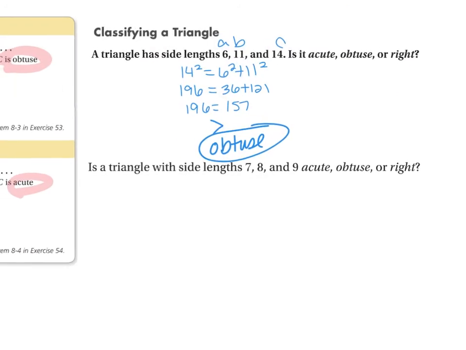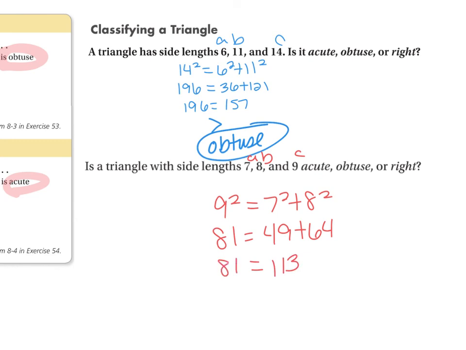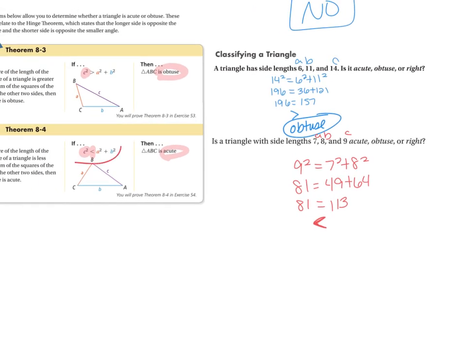All right, the next one, same thing. Let's make this my c. That'll be your a and b. I'm going to write it backwards. 9 squared equals 7 squared plus 8 squared. 81 equals 49 plus 64. 49 plus 64 is 113. So now 81 is less than 113, so that would be less than, which is an acute triangle.